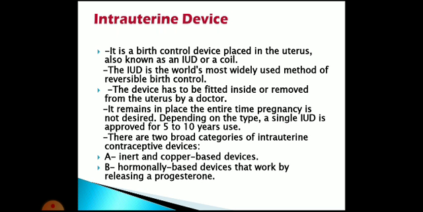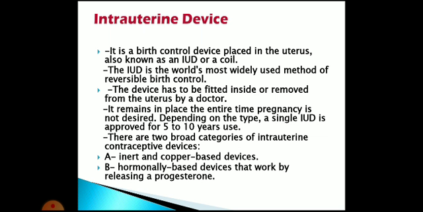Intrauterine device. This is also inserted into the vagina. The main use of this device is birth control, and it is placed in the uterus. It is also called an IUD or a coil. In the world, it is the most widely used reversible birth control. This device will be fitted inside or removed from the uterus by a doctor.